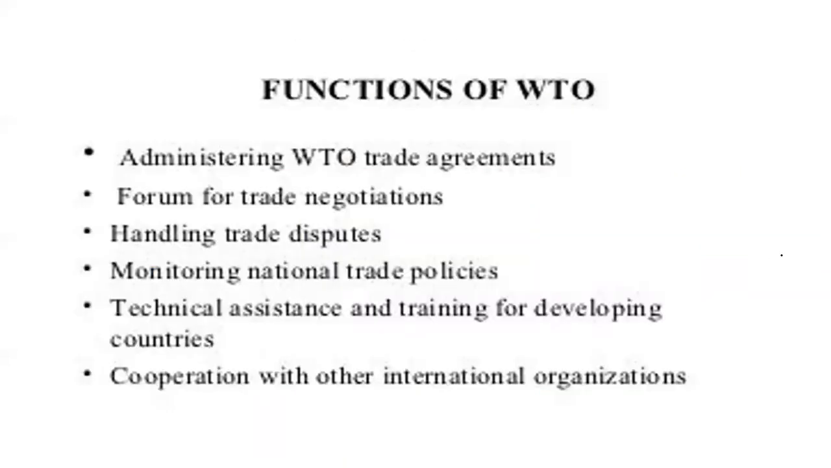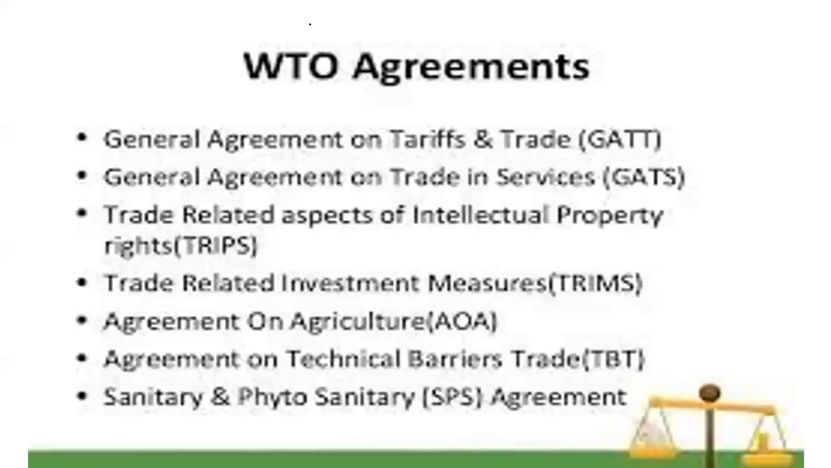Now, what are the functions of WTO? WTO has different functions like administering World Trade Agreements, being a forum for trade negotiation, monitoring national trade policies, handling trade disputes, technical assistance and training for developing countries, and cooperation with international organizations. I hope this is clear, because in this topic there is nothing much to teach, as these things are learned by heart. We can just give the overview.